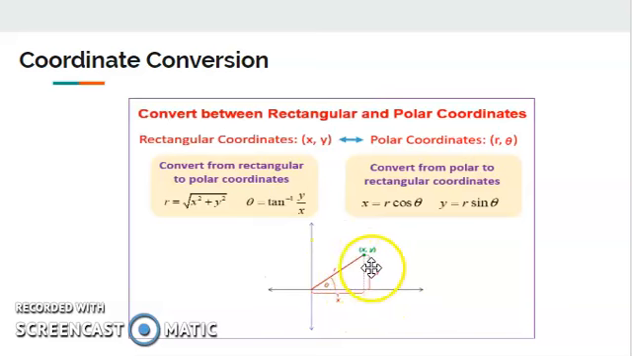So remember that a squared plus b squared equals c squared, which means that x squared plus y squared equals r squared, and therefore r equals square root of x squared plus y squared. And theta equals tan inverse of y over x. Well, we already know this from our trig unit.